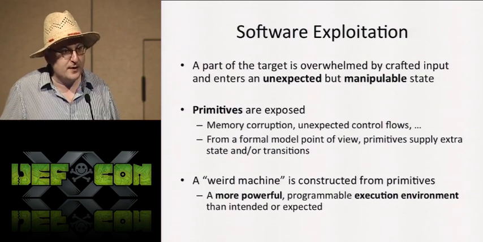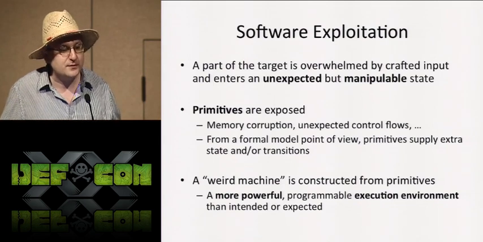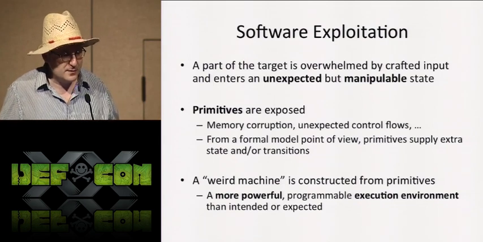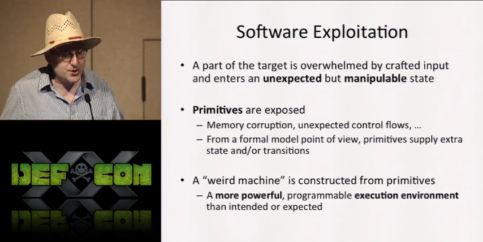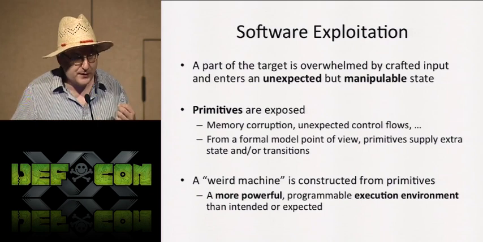So if you're thinking of Turing machines or finite automata or any one of those academic abstractions, you get more state than specified in the model. You get more transitions. You get a path through those states that's not expected to be there.